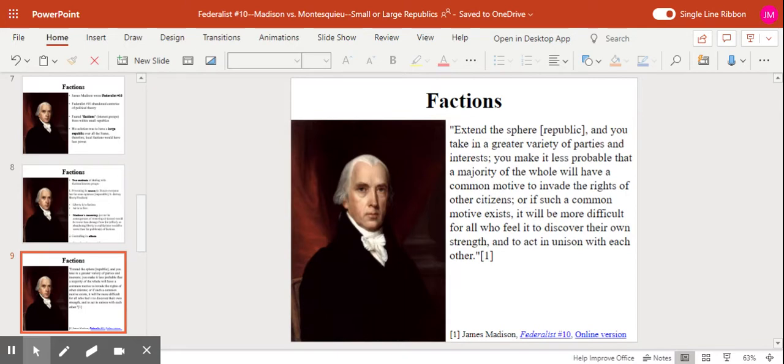So he proposes a kind of interesting solution to this problem of factions. Have a larger republic, people won't know about each other as much, and even if the majority of people do have some sort of terrible idea to harm the rights of their fellow citizens via the government, they won't have access to each other.